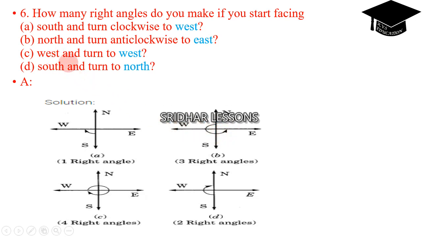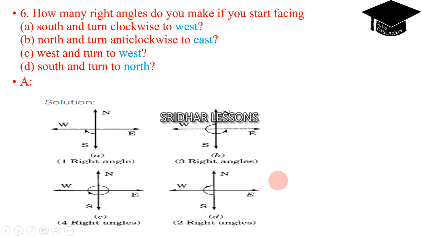And west and turn to west. So here you have to cover the complete revolution. The complete revolution is 360 degrees. So automatically the answer is four right angles. 4 into 90, 360. Next, south and turn to north. This angle is 180 degrees if you observe. So it is two right angles. That is 2 into 90 degrees, two right angles.